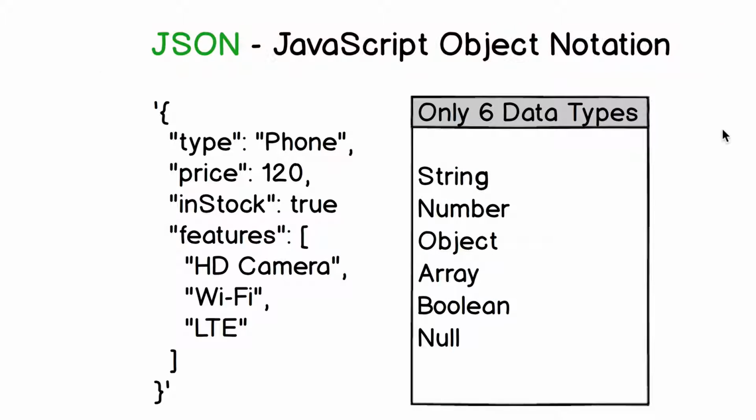Next, let's discuss the difference between JSON and JavaScript object, because many people think that JSON is a JavaScript object, but it is wrong.